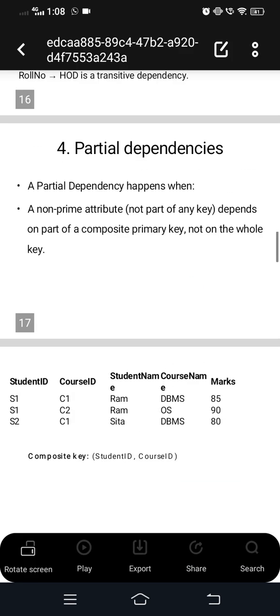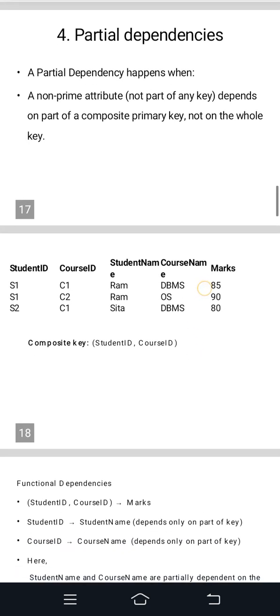Fourth one is partial dependencies. A partial dependency happens when a non-prime attribute, that is not part of any key, depends on a part of a composite primary key, not on the whole key.